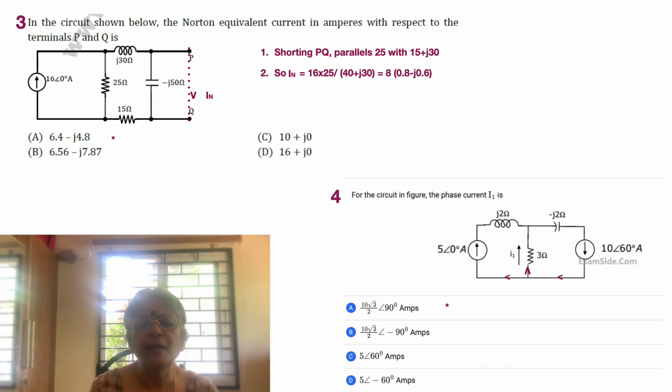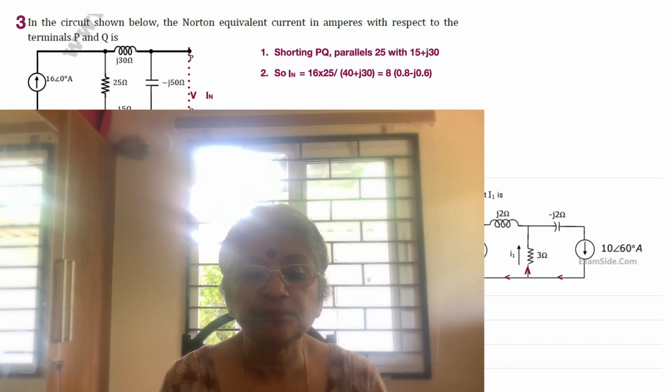So now it's very simple. 8 into 0.8 is 6.4. There's one answer only with 6.4, so you go directly for it. You can also see that 8 into 0.6 is equal to 4.8, and the negative has to be reflected in the answer as well. So A is the answer.